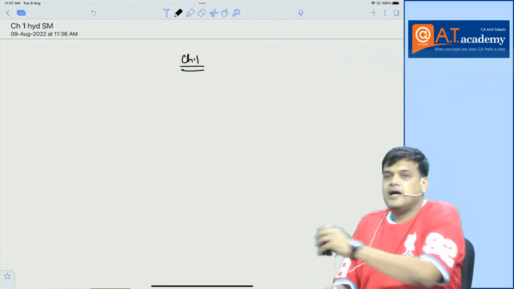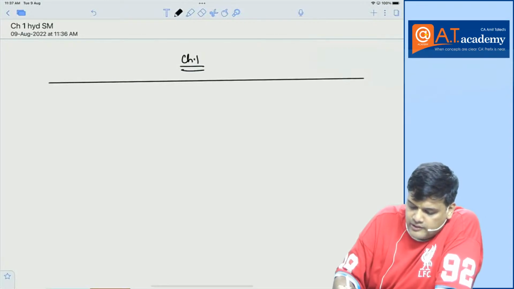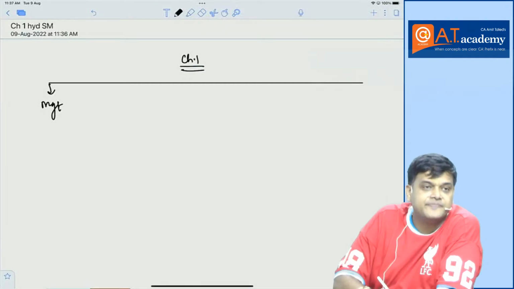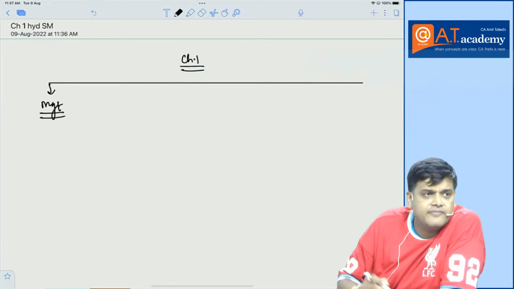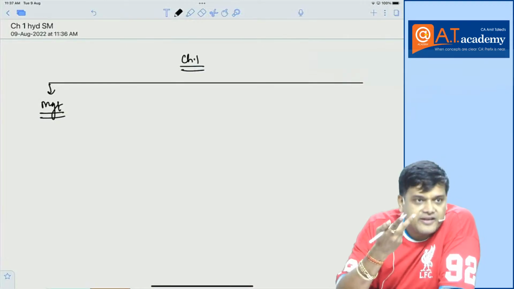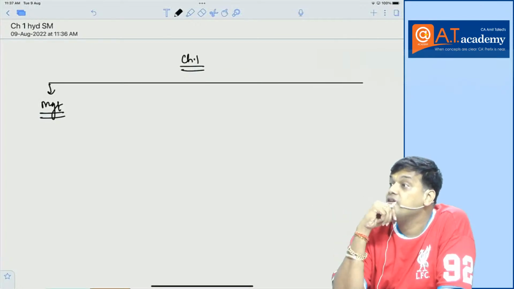Chapter 1, I'll be dividing into 3 portions. Sir, what are the 3 portions to be focused on? First portion will be one of the favorite words, management. What does management represent, beta? Yesterday I explained 2 concepts. Management will have 2 definitions. First definition is of process and second definition is of power.